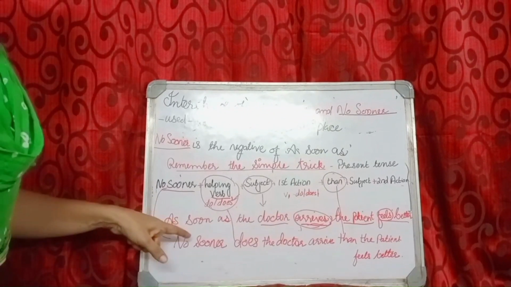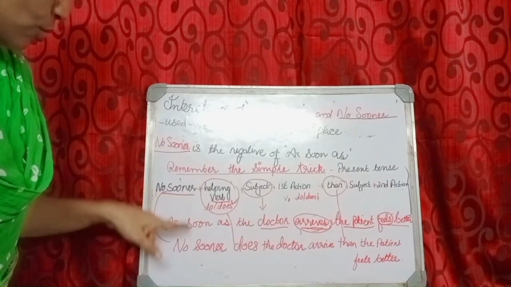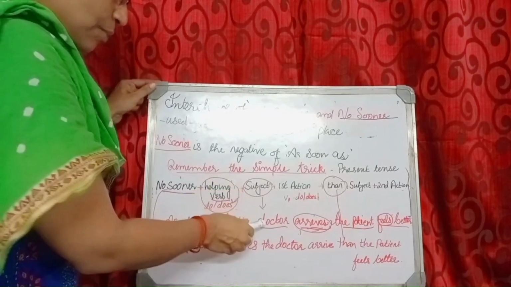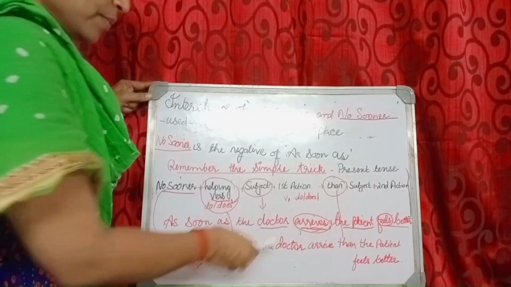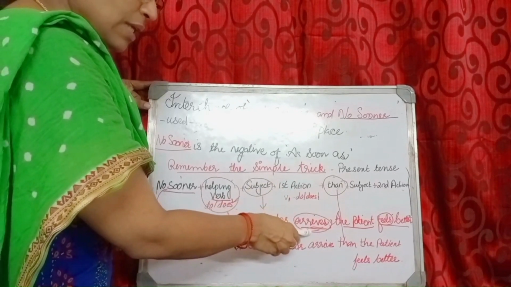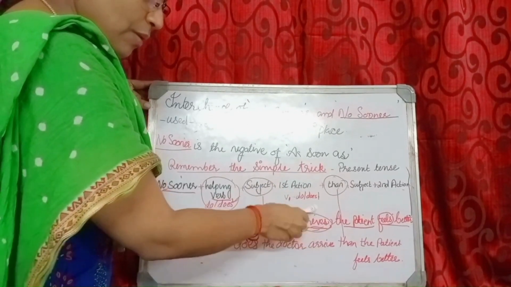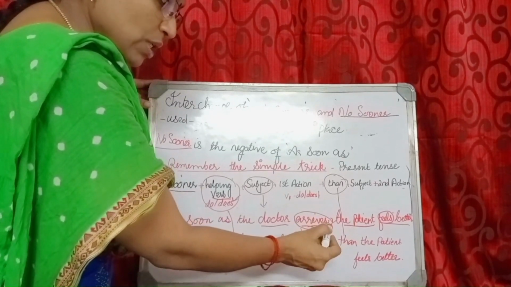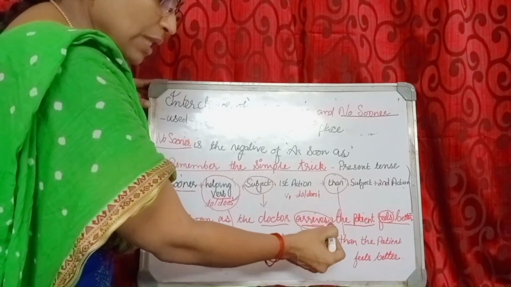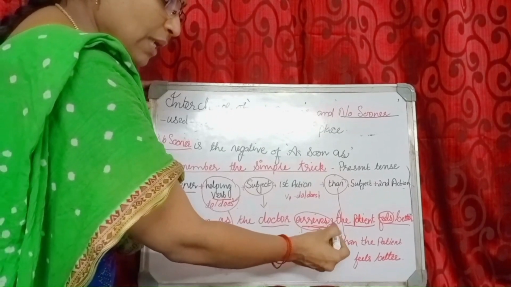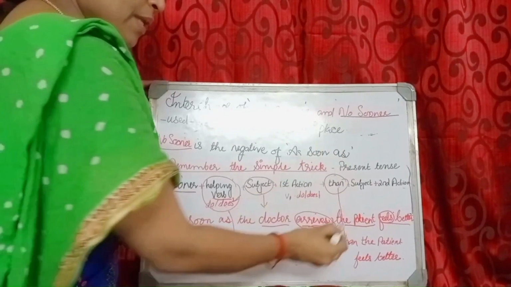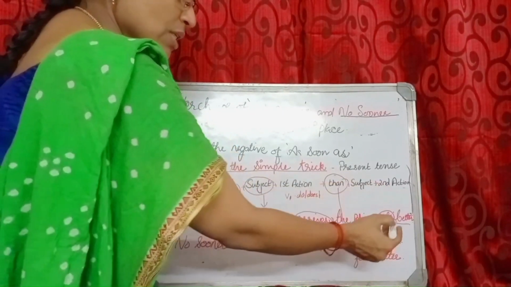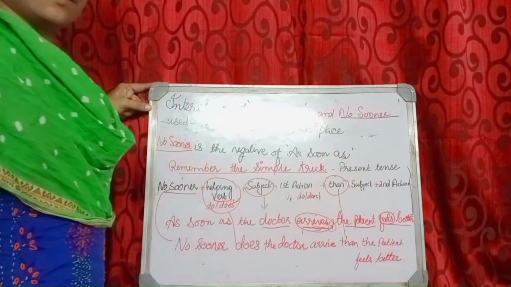Let's look at it once again. No sooner, we have applied no sooner. Then the helping verb is does. Then the subject, doctor. Then what is the first action? Arrive, the first form of the verb. Then we are removing the comma in the question. The second half before that comma, we removed it and written than. The subject is the patient and the second action is feels better.